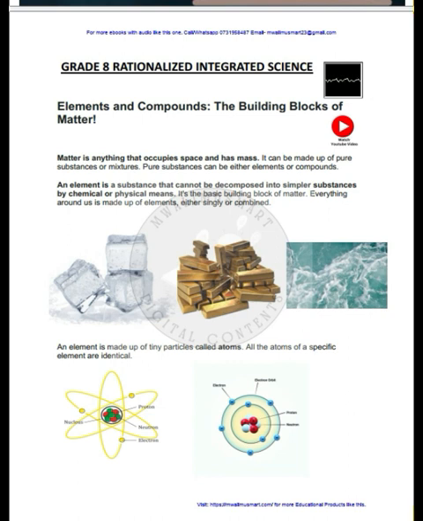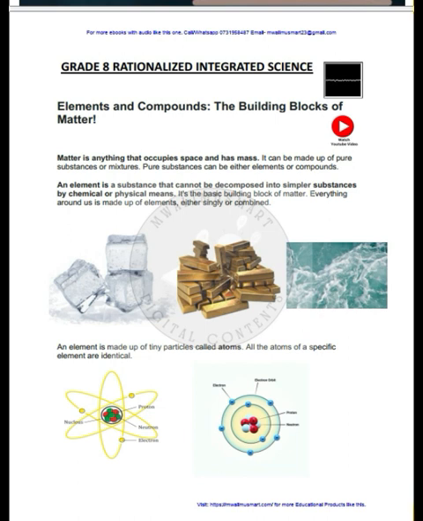An element is made up of tiny particles called atoms. All the atoms of a specific element are identical. Now, sometimes elements like to get together and form something new. When atoms of two or more different elements chemically join together, they create a compound. Compounds are pure substances made up of atoms of two or more elements that are chemically joined together. They're formed when atoms of different elements react.